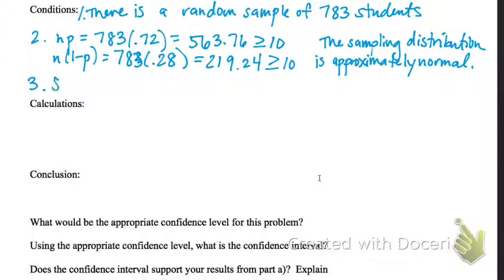The sample of 783 is less than 10% of the population, because that's our population of interest. Where it says PCA, Prestonwood Christian Academy students, is saying, like, I, as a PCA student, am claiming that the population of people is less than 72%.